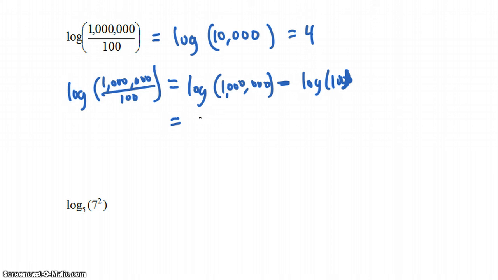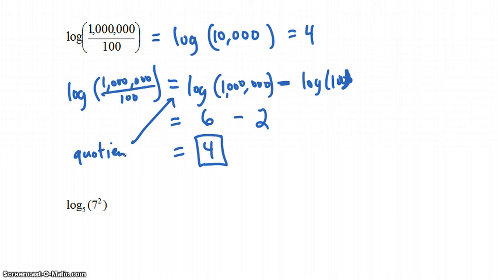Now, what's log of 1,000,000? Turns out it's 6. Okay, 10 to the 6th power is 1,000,000. Okay, what's log of 100? That's 2. Because 10 squared is 100, and 6 minus 2 is 4. Okay, notice you get the same answer, right? So we use the quotient property right here, and that gave us the correct answer.